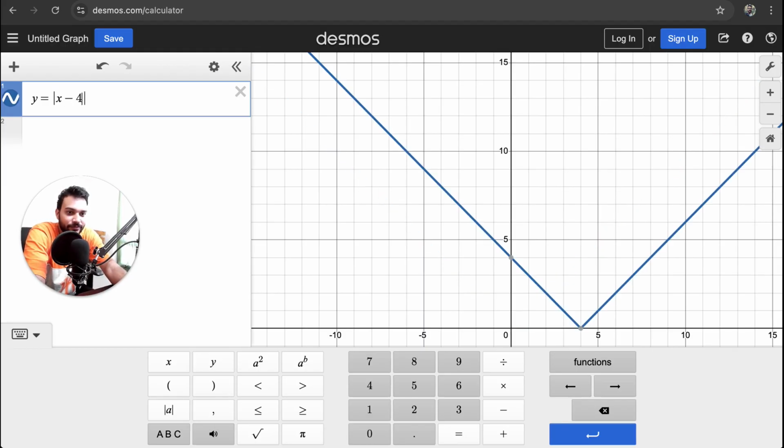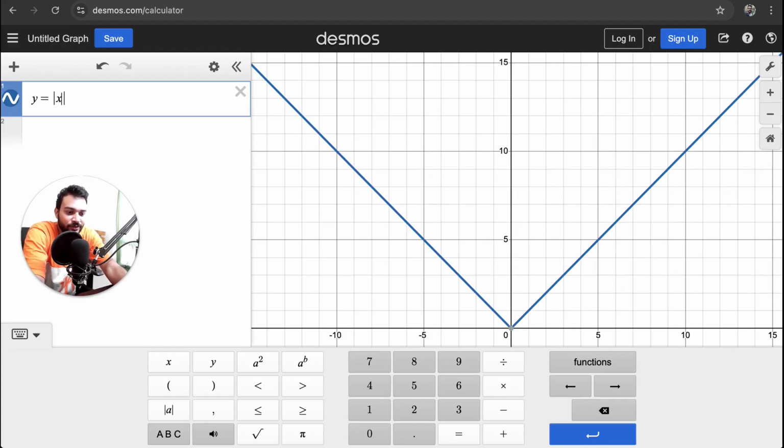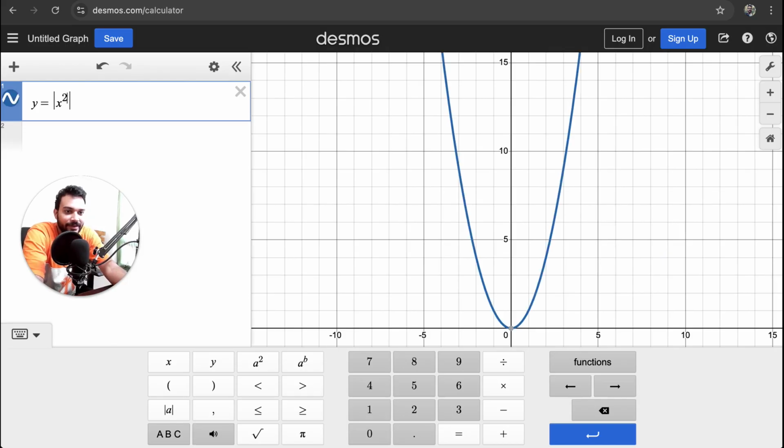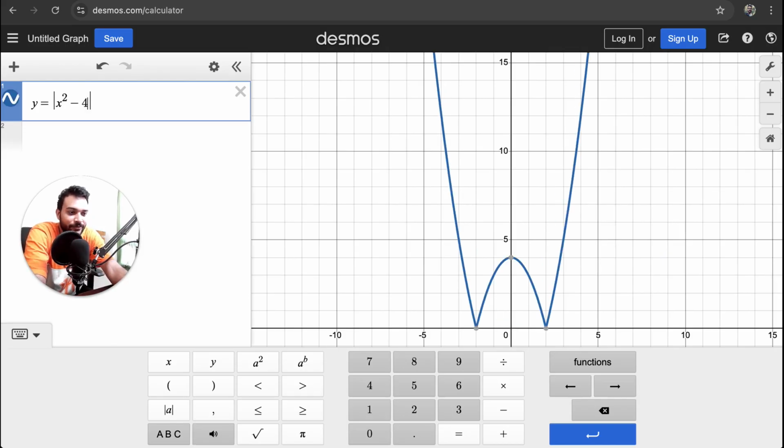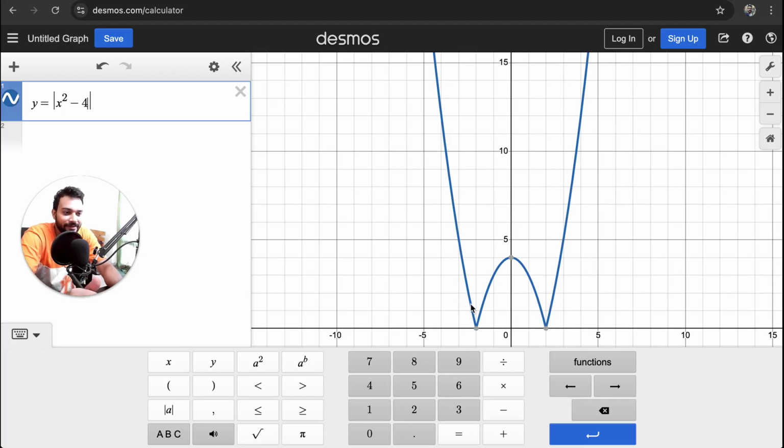Okay, this is one. Let's say mod of x squared minus 4. See this change? Because this portion of the graph, the middle portion of the graph, was going below the y-axis. That gets taken in the mirror image about the x-axis. This is also part of the transformation. We'll do a transformations of graphs video next. Okay, this is part of that.